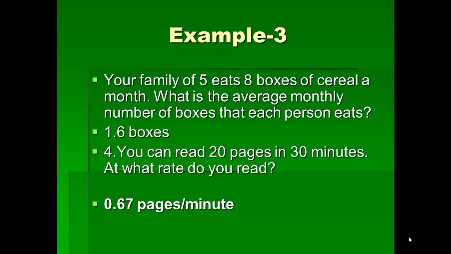Example 3. Your family of 5 eats 8 boxes of cereal a month. What is the average monthly number of boxes that each person eats? 1.6 boxes. Example 4. You can read 20 pages in 30 minutes. At what rate do you read? 0.67 pages per minute.